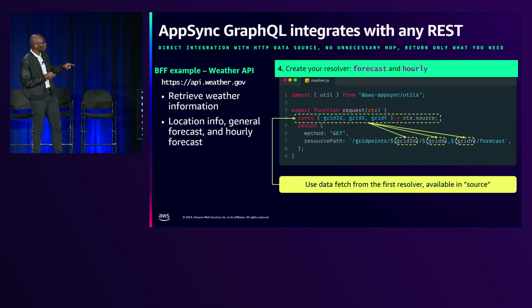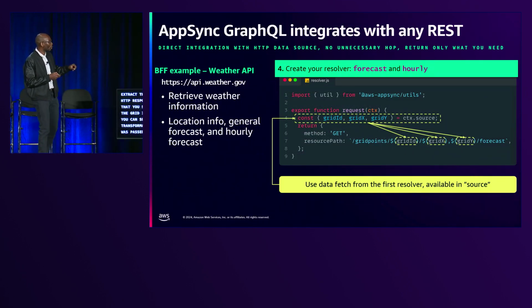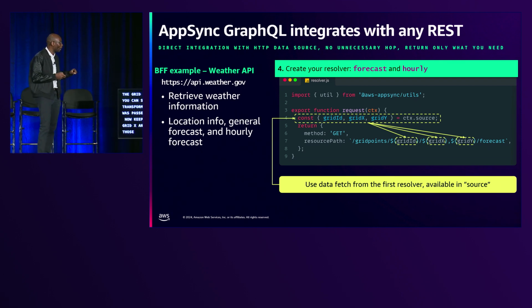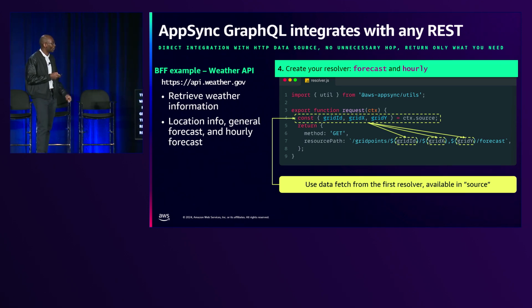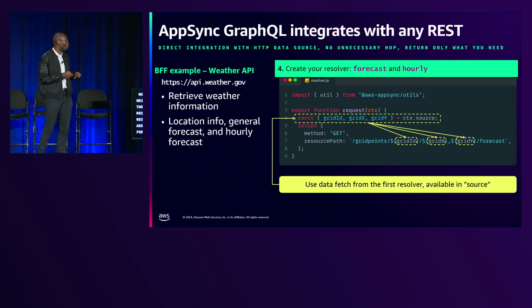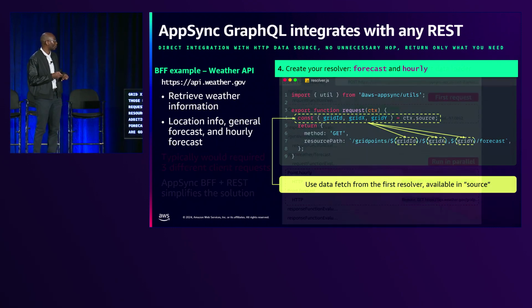I can then use those results from my original request to construct a new resource path to make some additional requests for my forecast and hourly fields. These are going to be resolved in one request handling at the GraphQL API level.